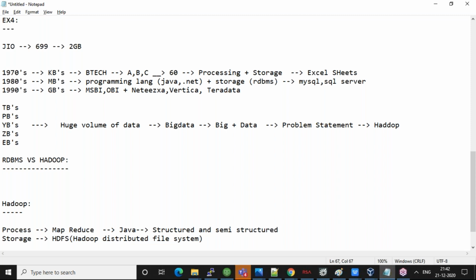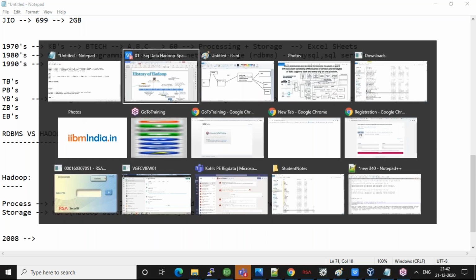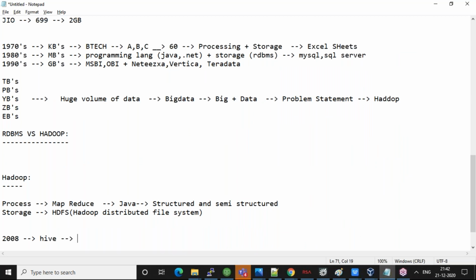Guys, can you please tell me one thing? Out of 100 people, how many of them know Java? Only 15 to 20% of the people know Java. Am I right? The remaining people don't know what Java is or how to write Java code. So that's why in 2008, Facebook introduced one component called Hive.